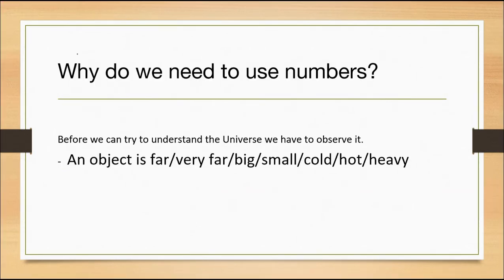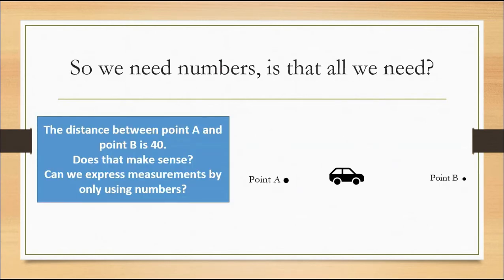So why do we need to use numbers? Before learning about units and numbers, let's see why we need to learn them. The first step to understand the universe is observing. We observe and we describe. An object is far, big, very big. But the problem is these words cannot help us to understand the size and magnitude. We cannot communicate about the size of an object by saying it's very big. So we need numbers. And numbers are not enough.